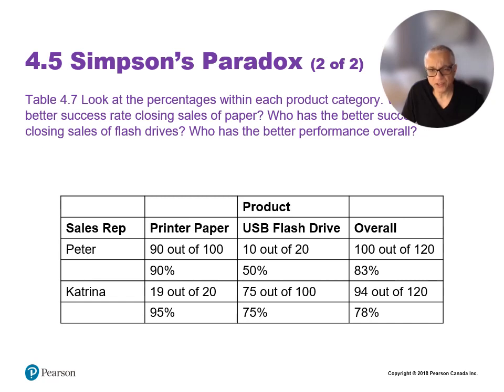If you are the manager and you look only at the overall, you will probably say, okay, Peter is better. But if you look at the breakdown of everything, you will find out that no, it might happen that Katerina is better. You have to be very careful here, because also, which one is more difficult to sell, printer paper or USB flash drive? So definitely the overall is deceiving and not really accurate. You have to be very careful, to be fair.